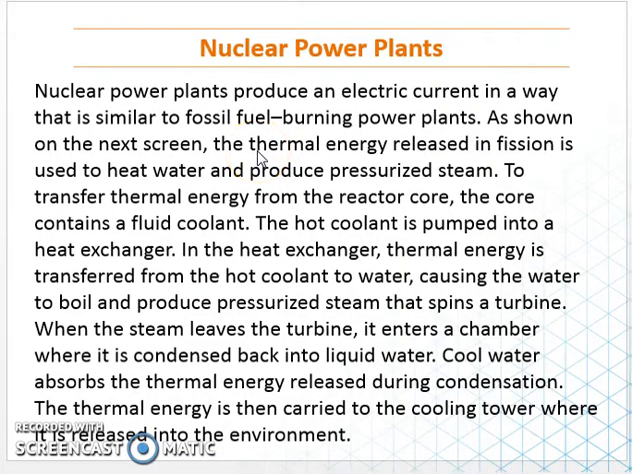The thermal energy released in fission is used to heat water and produce pressurized steam. To transfer thermal energy from the reactor core, the core contains a fluid coolant. The hot coolant is pumped into a heat exchanger. There, thermal energy is transferred from the hot coolant to water, causing the water to boil and produce pressurized steam that spins a turbine. The steam leaves the turbine and enters a chamber where it is condensed back into liquid water. Cool water absorbs the thermal energy released during condensation. The thermal energy is then carried to the cooling tower where it is released into the environment.